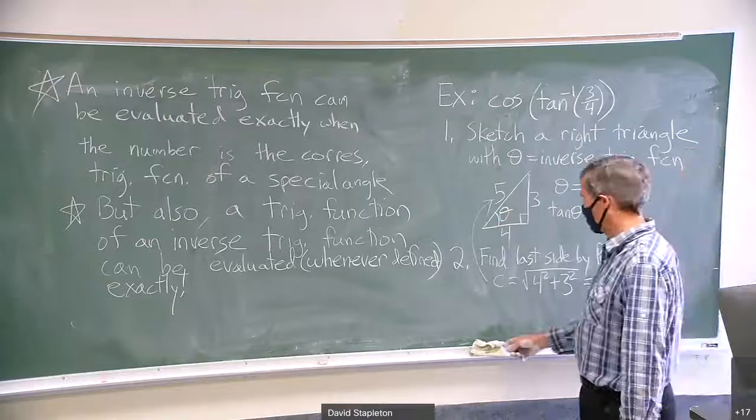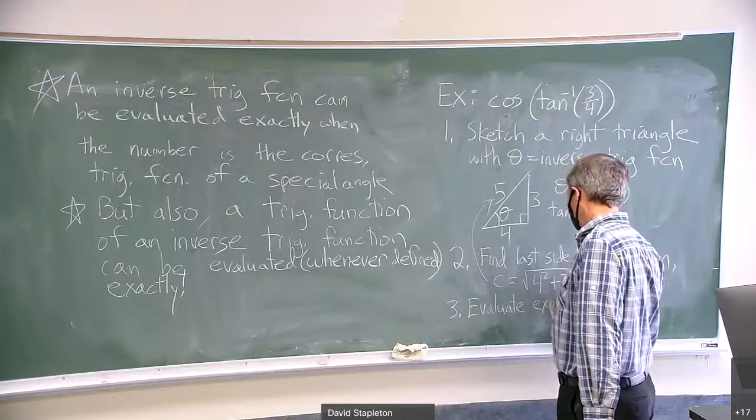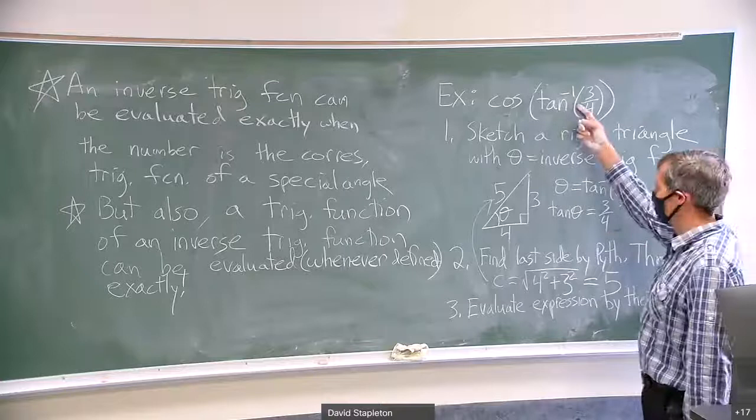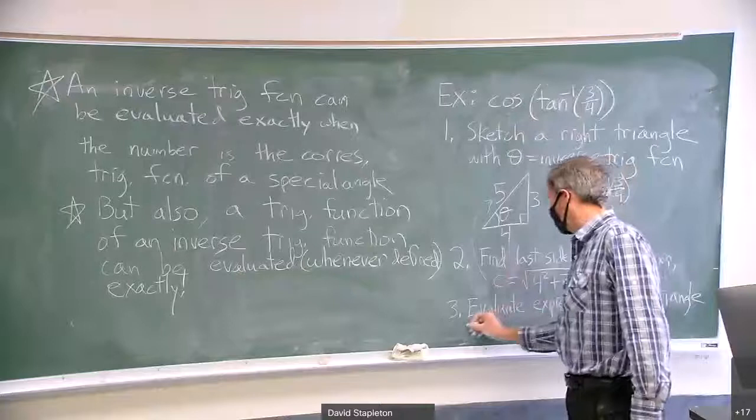Now, step three, you just evaluate the original expression using the triangle. That's it. Draw a triangle with the inverse trig function that's there. Find the last side by the Pythagorean theorem. Use the triangle. Here's how it works. I want the cosine of the arctangent of 3/4.